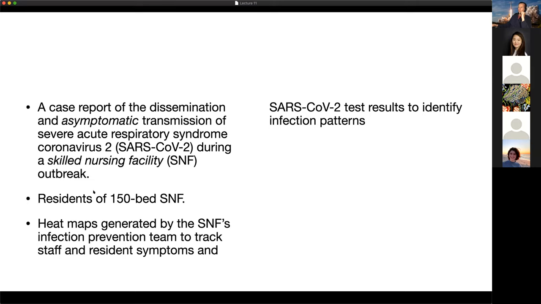The study population is the residents of a 150-bed SNF, or skilled nursing facility. What they did, and you'll see these in a second, is generate maps of the facility and where the cases were. These are heat maps generated by the infection prevention team to track staff and resident symptoms and test results to identify infection patterns.